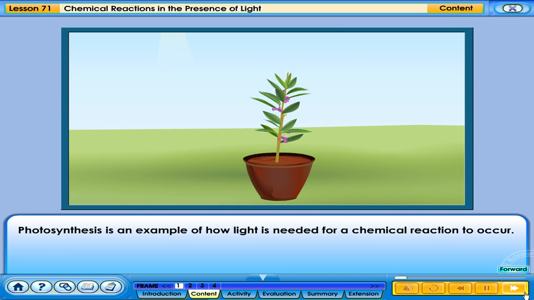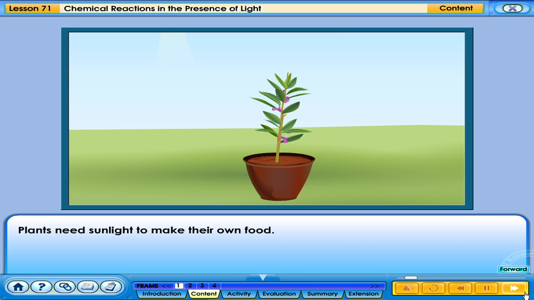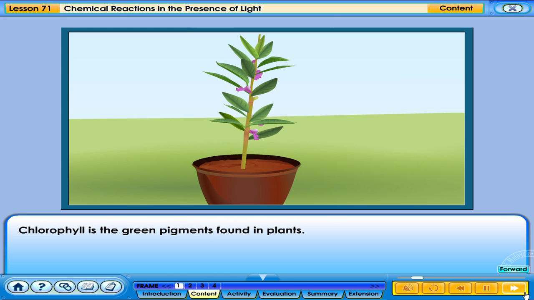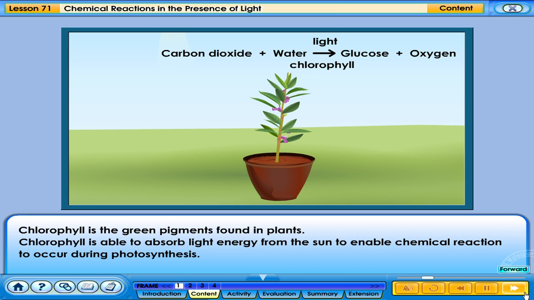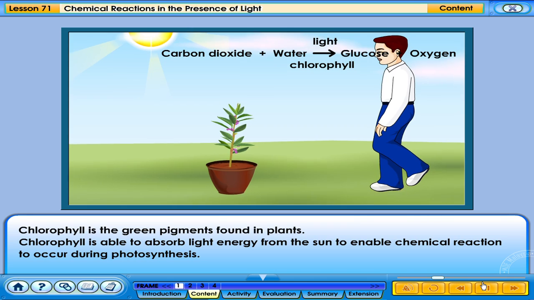Photosynthesis is an example of how light is needed for a chemical reaction to occur. Plants need sunlight to make their own food. Chlorophyll is the green pigment found in plants. Chlorophyll is able to absorb light energy from the sun to enable chemical reaction to occur during photosynthesis.